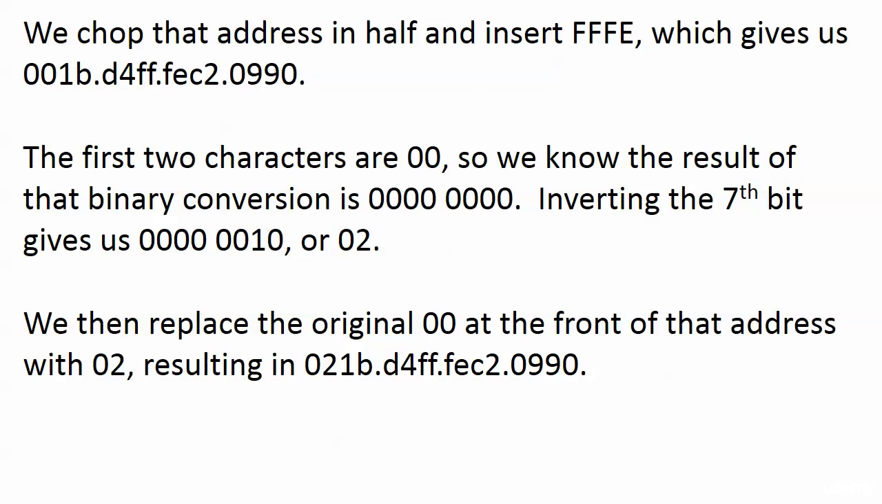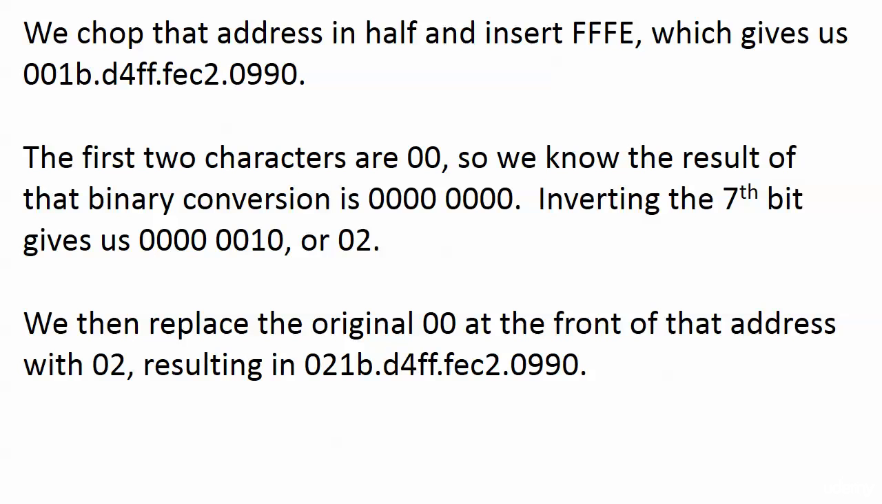First 2 hex values there are 00. We know what converting those to binary is. I wrote it out for you anyway, but it's all zeros. So if we invert the overall 7th bit, that gives us 00000010, which is going to convert back to 02, because that second value is made up of 0010. We know that's the 2-bit that is set. We then replace the original 00 at the front of that address with 02.